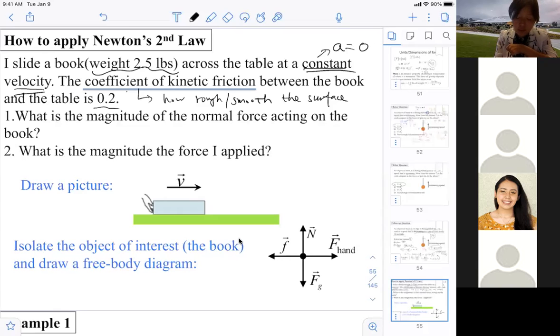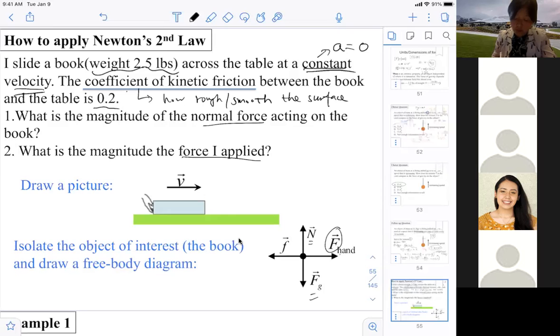The question asks, what is the magnitude of the normal force acting on the book, and what is the force that you applied? Okay, so the first step is always draw a picture, help you visualize the situation and label all the forces. Here, the forces on the object: we have, of course, gravity. We have the normal force because it's touching the ground, and you have the force by your hand. You also have friction. So these 4 forces are the forces acting on the book.